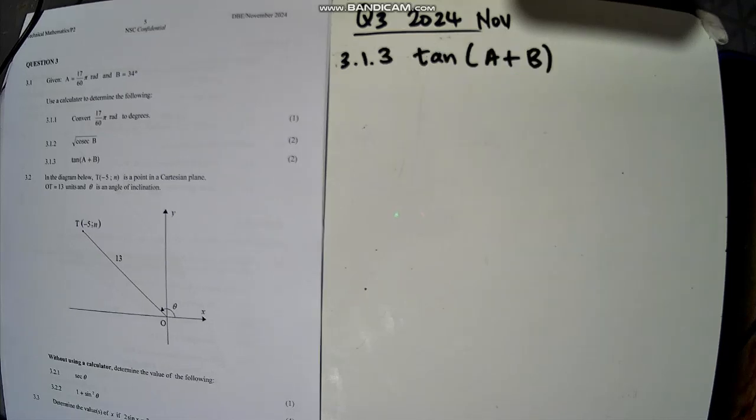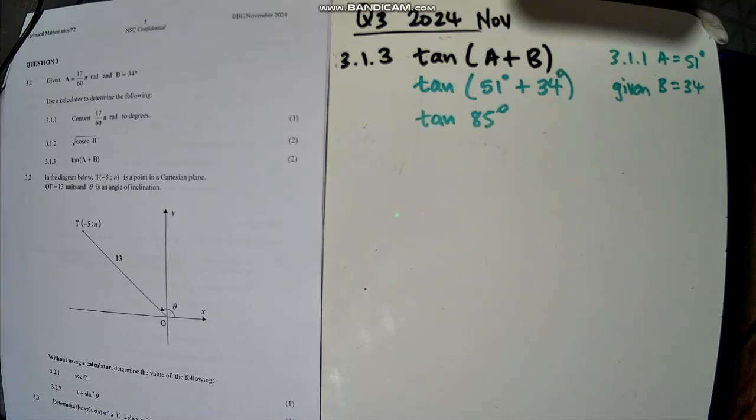3.1.3 says tan open brackets A plus B. So all you have to do is substitute your A and your B value there. So substituting A is 51 as determined in 3.1.1, and we are given that B is 34. Add those two numbers up, 51 plus 34 first. And the answer there is 11,43. So all you have to do here in question 3 is to be very good with a calculator and be able to substitute. And so for this whole question, you have 5 marks.